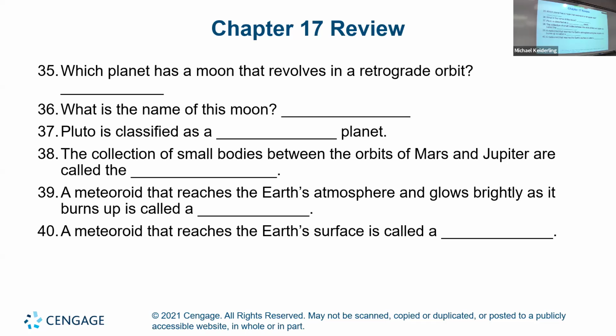Pluto is classified as a dwarf planet. The collection of small bodies between the orbits of Mars and Jupiter are called the asteroid belt. A meteoroid that reaches Earth's atmosphere and glows brightly as it burns up is called a meteor. A meteoroid that reaches Earth's surface is called a meteorite.